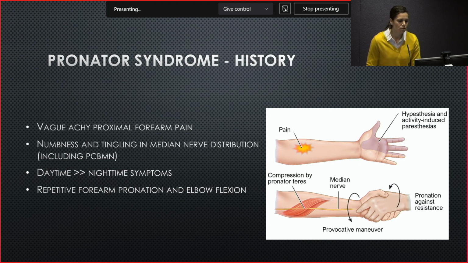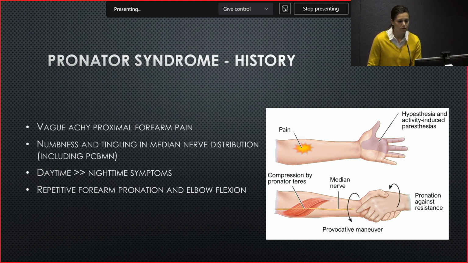Patients usually present with vague, achy proximal forearm and elbow pain. They may have numbness and tingling in the median nerve distribution as well. And in contrast to carpal tunnel syndrome, they should also have numbness in the thenar palm because the palmar cutaneous branch is affected, where it's not affected in carpal tunnel syndrome. Another important differentiating factor from carpal tunnel syndrome is that patients usually have more daytime pain. Nocturnal symptoms is not a hallmark of pronator syndrome.